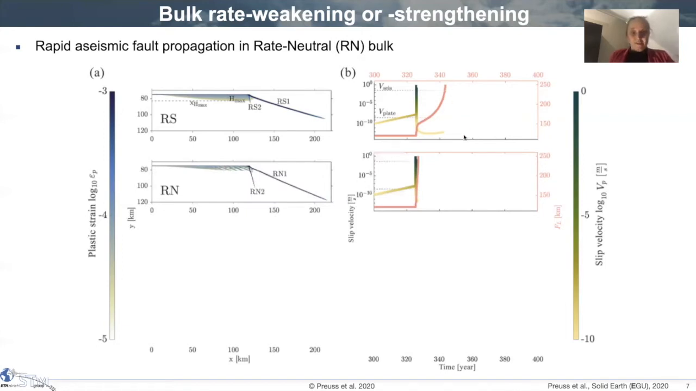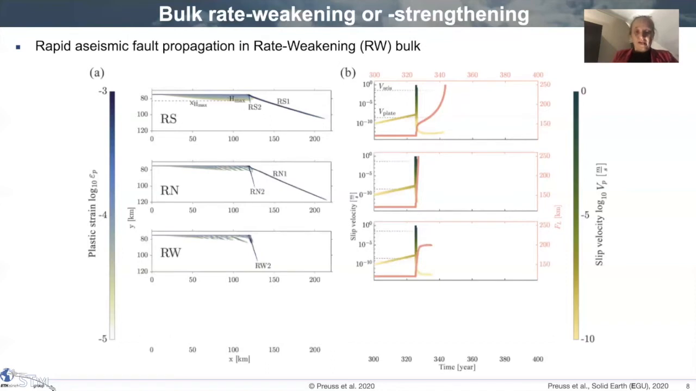We see the same if we use a rate neutral formulation, where we have an even more rapid aseismic growth of the fault up to the boundaries of the domain, at which point we have to stop the simulation. But what it says is that the fault growth rates are very, very high, much higher than what you would expect from nature. And also in the rate weakening case, where here the conjugate angle becomes more dominant.